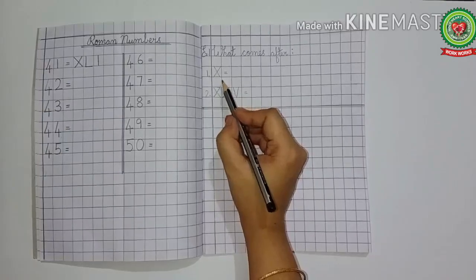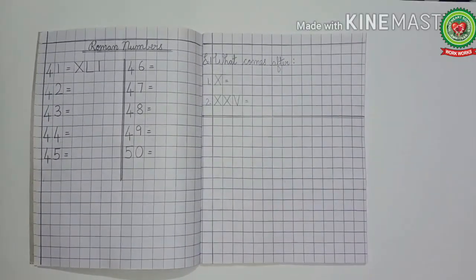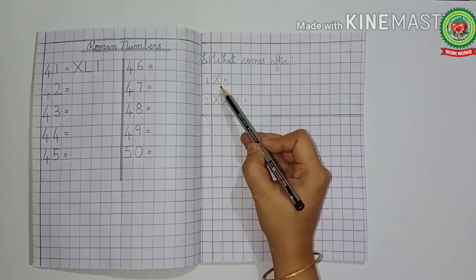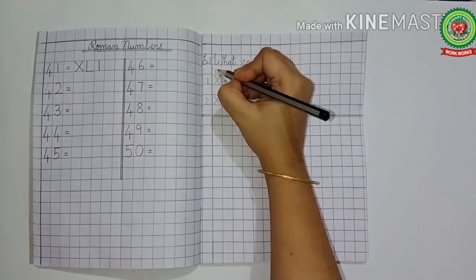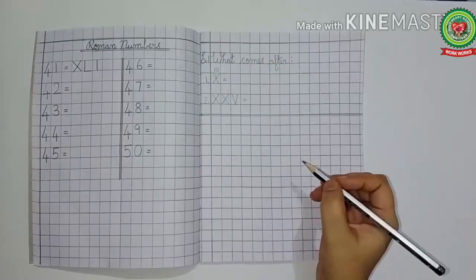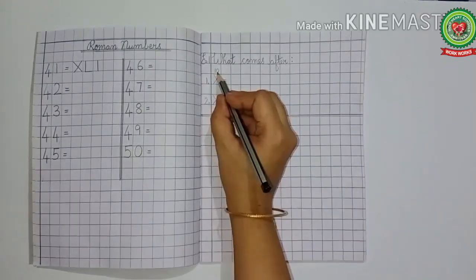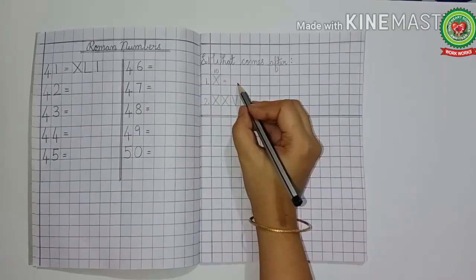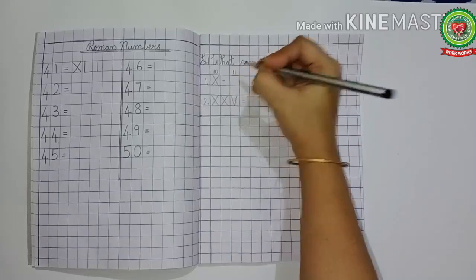It is written in Roman numeral X. Now let us try to remember what X means. X means 10. Yes. So you can write a small 10 over here. Now we have to write what comes after 10. What comes after 10? That is 11. So we have to write 11 over here. You can write a small 11 over here.